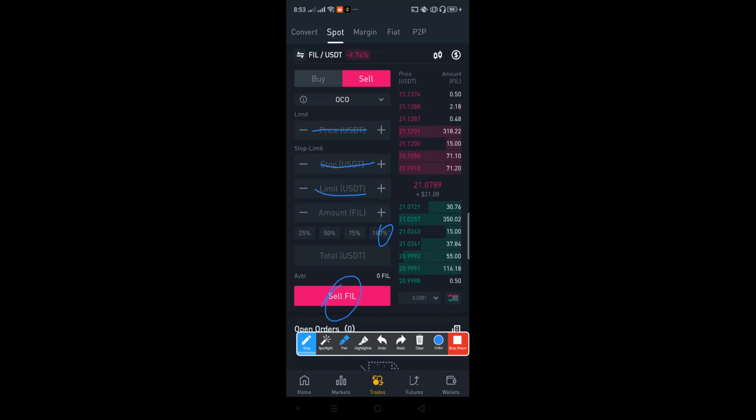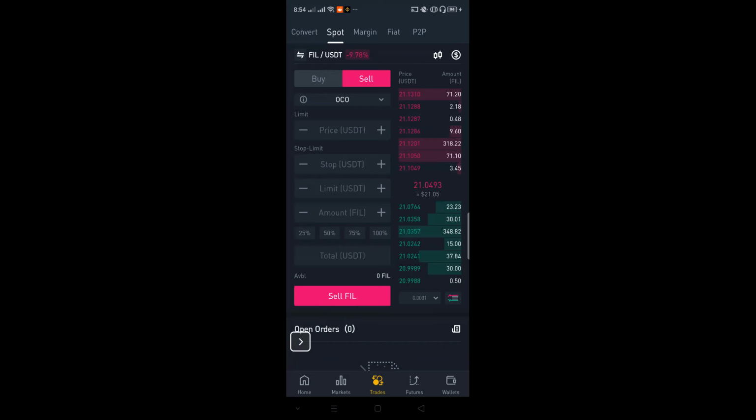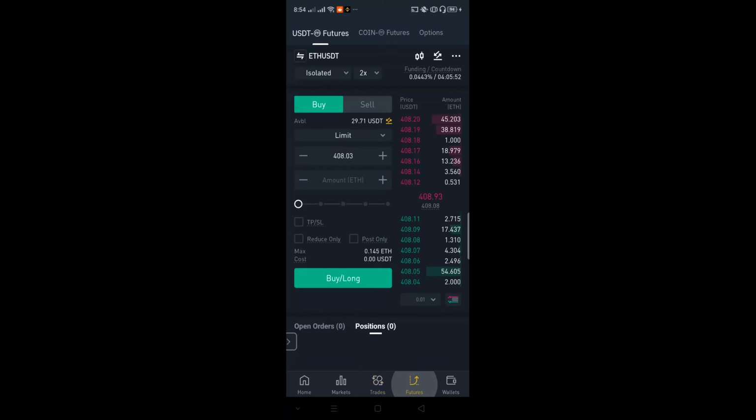It will now be under open order. Once it hits take profit 1, it will sell for you. Once it hits take profit 2, it's going to sell for you as well. That's the difference we have between spot and futures. So we are going back to futures now. Now we know the difference between the sell in futures and the sell in spot.